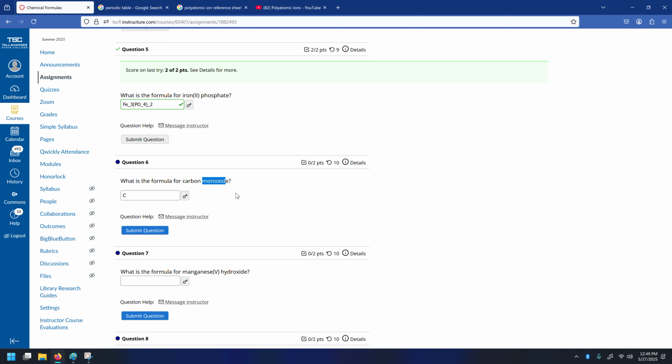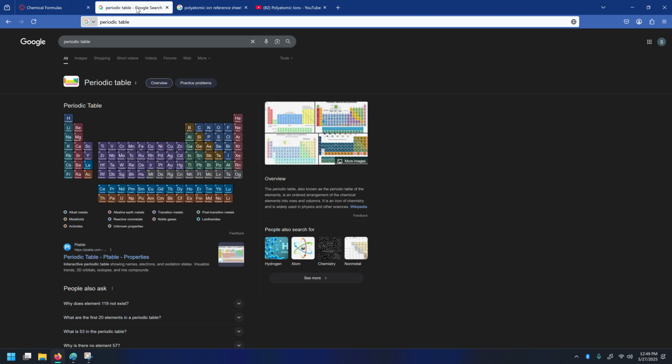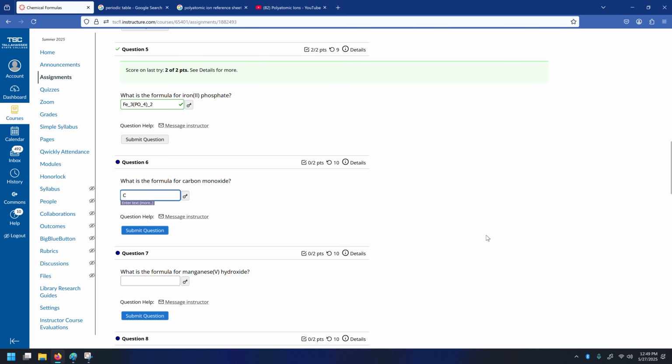Don't include the subscript 1. For the monoxide, mono tells us there's going to be one of them, and then oxide tells us that we have oxygen. And so, because it's just one of them, it's just a capital O.